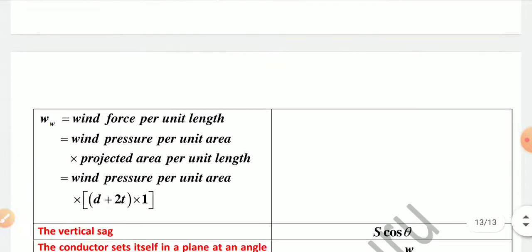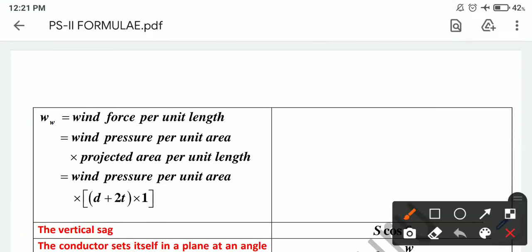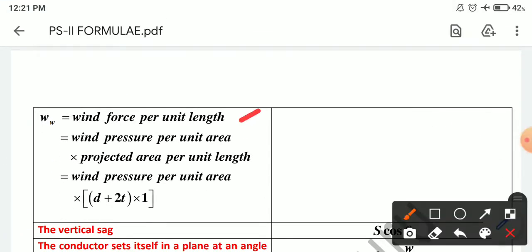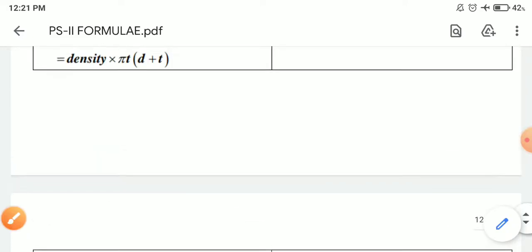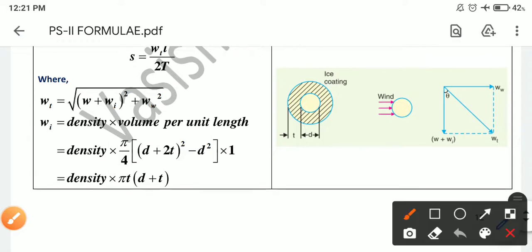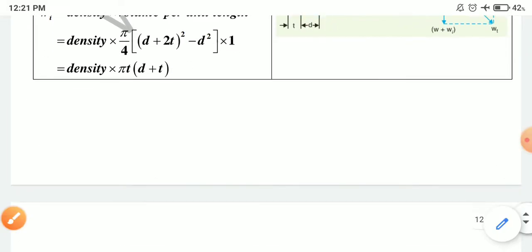Similarly, the weight of wind can be given by this formula. The wind force per unit length is the pressure per unit area into the projected area per unit length. So that is given by wind pressure per unit area into (d plus 2t) into 1. After calculating the weight of ice and weight of wind, by putting these two formulas in the weight equation, we get the total weight of the transmission line.